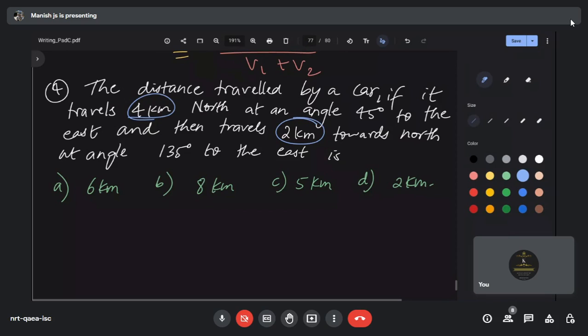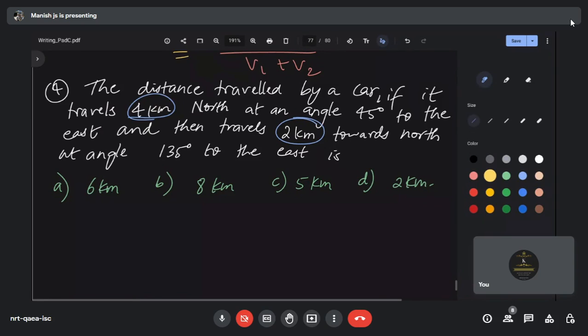So what is distance traveled? Sir, it is the actual length. Isn't it, sir? So what is that? It is basically a scalar quantity. It's not a vector quantity. So what is the answer? 6 kilometers. That's all. You need not complicate yourself. They have given all these angles only to confuse you.